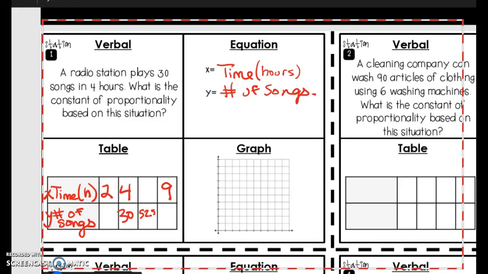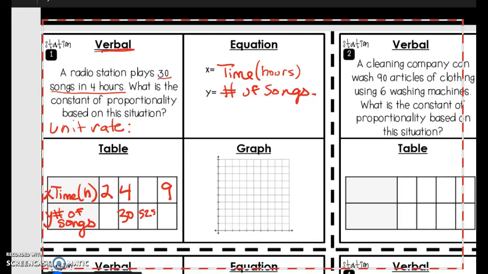All right, so step 1 was to copy down what we found on our station card. Step 2, I would like you to go ahead and read your verbal situation and see what we can learn from there. So a radio station plays 30 songs in 4 hours. What is the constant of proportionality based on this situation? In other words, what is our unit rate? So if there's room in this box, I'd like you to put it down here or on top or wherever you can find a spot for it.